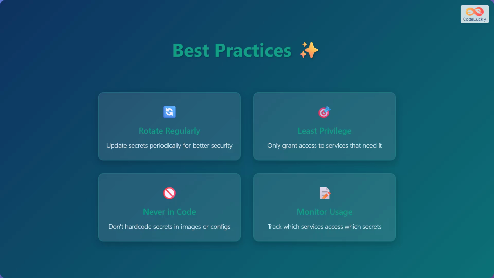Let's explore some best practices. Regularly rotate secrets for better security. Grant access to secrets only to services that truly need it, following the principle of least privilege. Never hardcode secrets directly into your code, images, or configuration files. Monitor the usage of secrets to keep track of which services are accessing them. This helps in auditing and identifying potential security breaches.